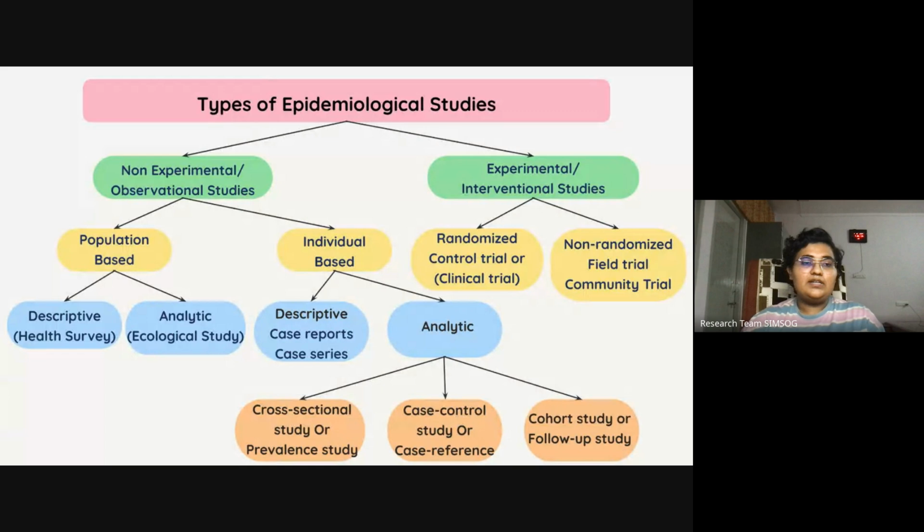In descriptive studies, we have health surveys where we just take a survey of the general population. And in an ecological study, we actually analyze the data that we find in the survey. Right? In individual based studies, once again, we can divide them into descriptive and analytical studies. In descriptive studies, we have case reports and case series in which we talk about either one particular case or a series of cases regarding one disease or one particular outcome. In analytical studies, we have cross-sectional studies, case control studies, and cohort studies.